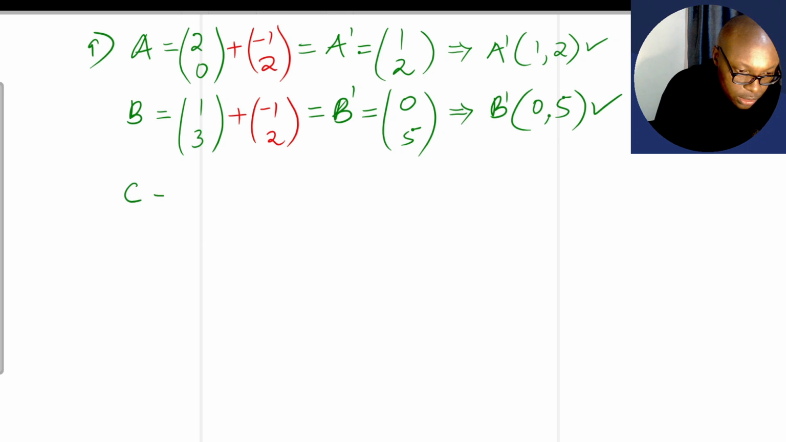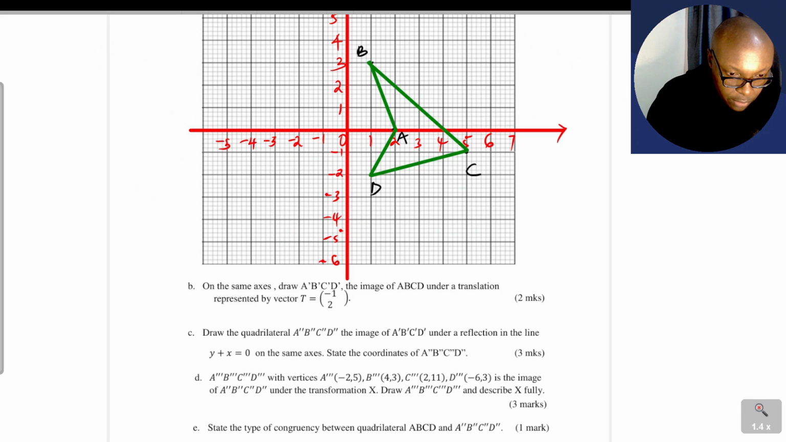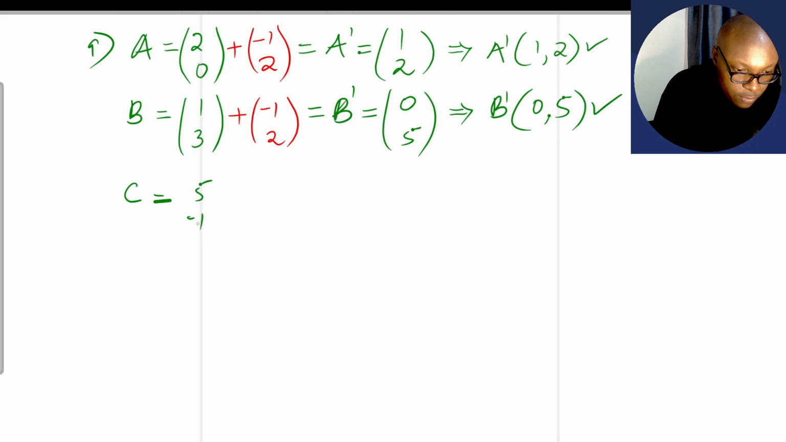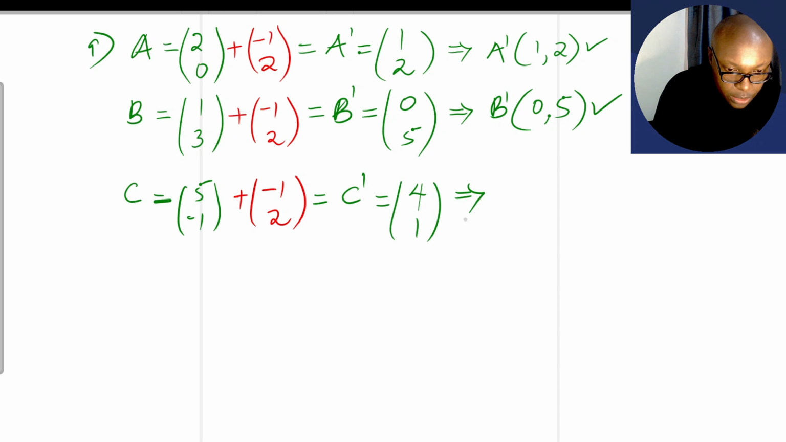Then you go to C. Coordinate of C is 5, -1, like that. Translate that point by adding the translation vector. This will give C prime to be 5 plus -1, you get 4. Then -1 plus 2, you get 1. So this one will be translated to 4, 1.